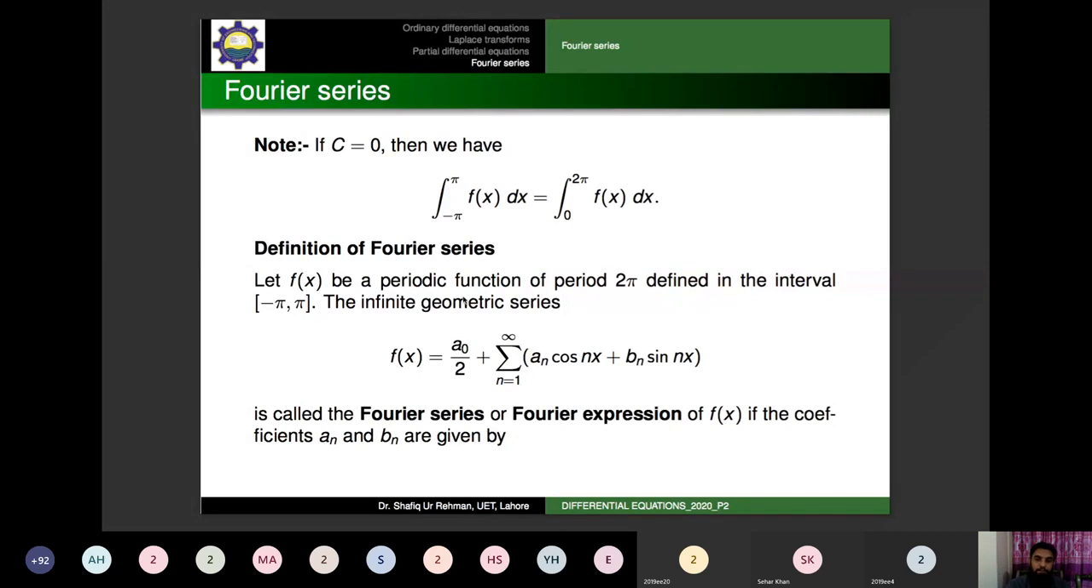What is a Fourier series? We say that it is going to be an infinite trigonometric series. All we need is to calculate the coefficients a0, an, and bn. So this series is going to be called the Fourier series or Fourier expansion of f of x if the coefficients an and bn are given by these expressions. So we know the expression for an and bn.